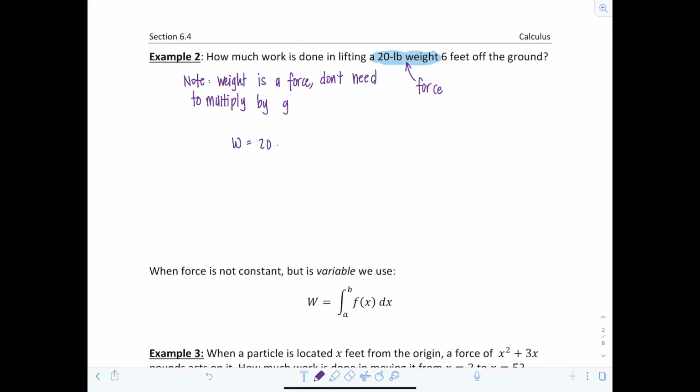So the work is going to be 20 pounds times 6 feet that we need to lift it off the ground. So this is going to be 120 foot-pounds.